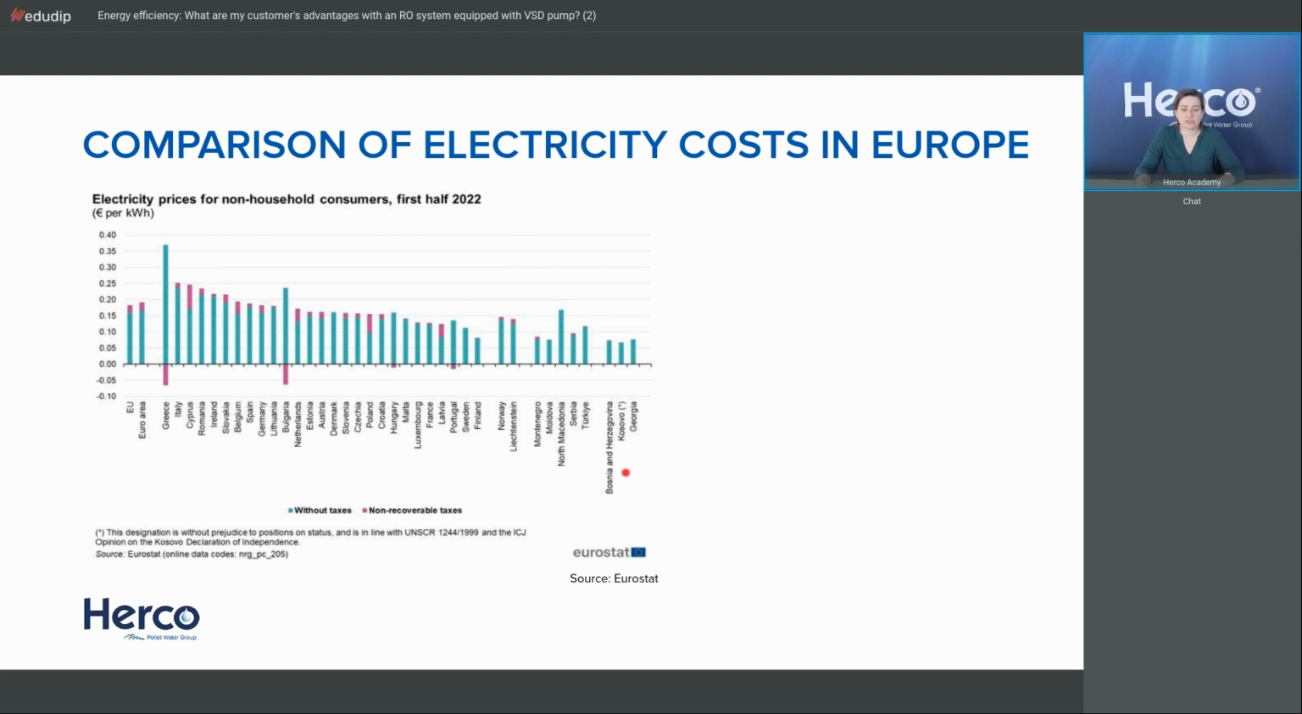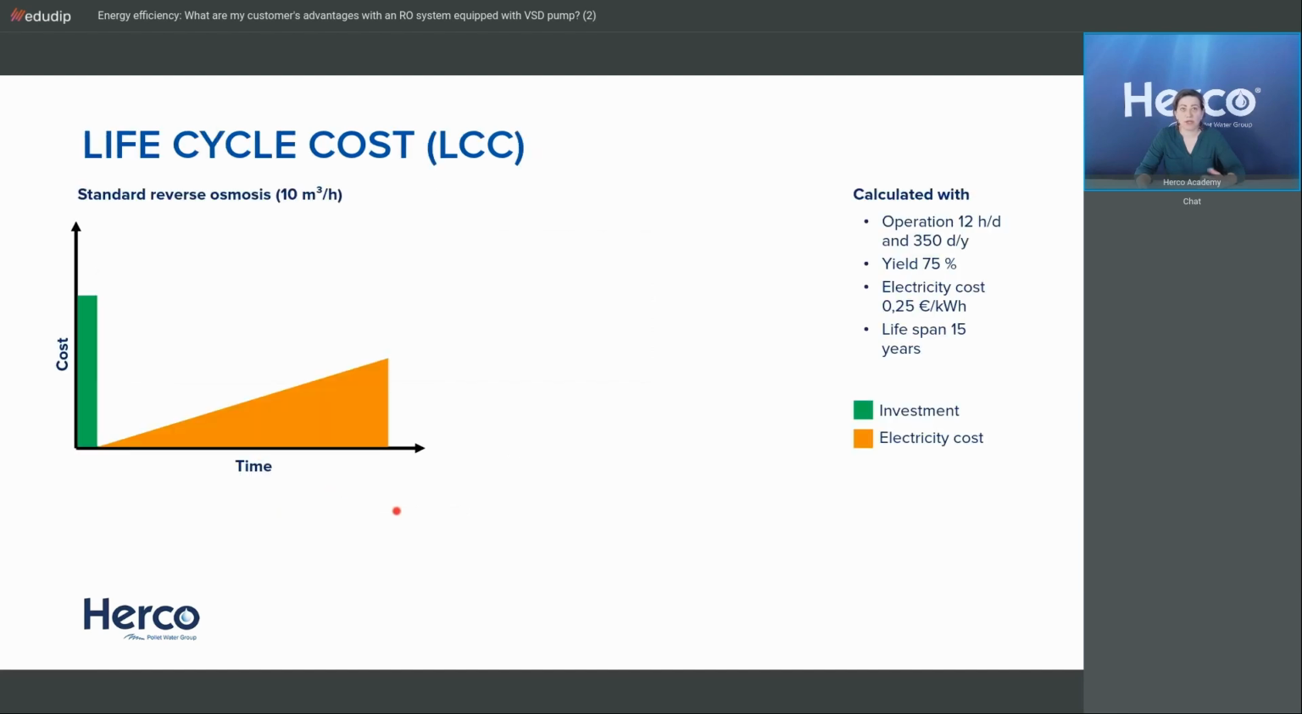Here you see electricity prices throughout Europe. You can see that they vary quite a lot. Greece has an incredibly high value as well. The EU average is somewhere here around 20 cents. And we have calculated a few of the examples also with around 20 cents. So you can check that out. Okay, so this is electricity cost.